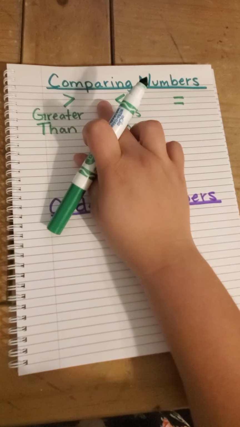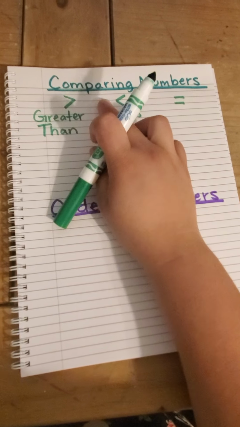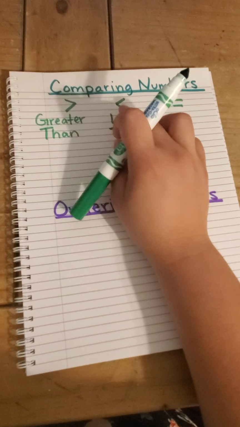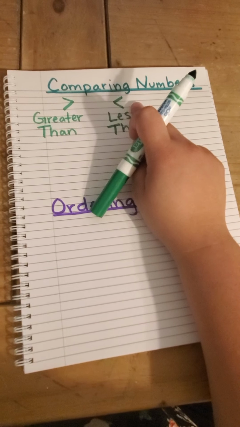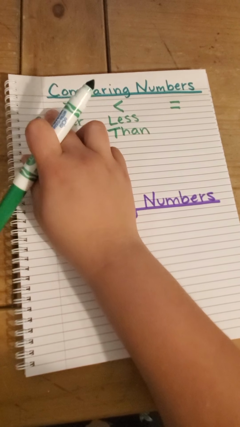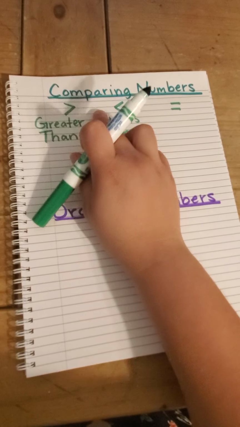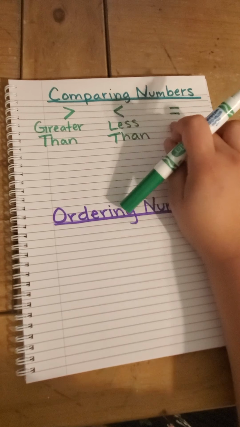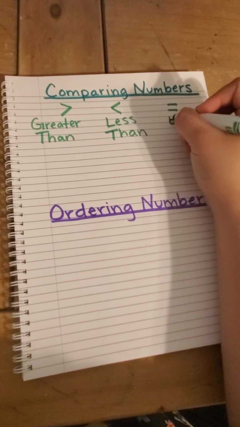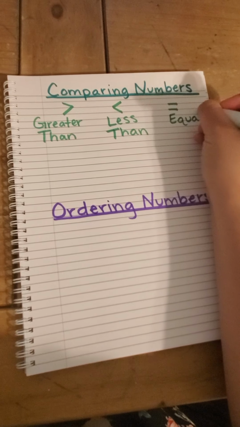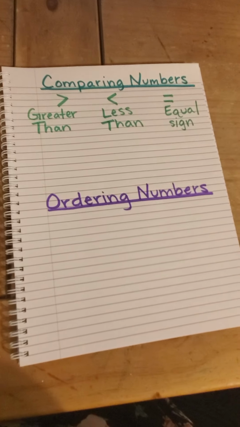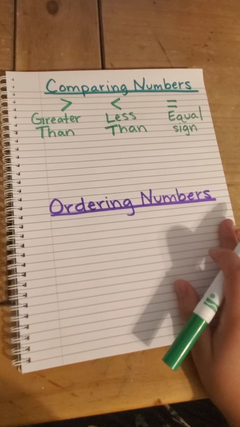So if I had a number in front of this, it would say this number is less than this one. For example, 4 is less than 5. Here, this one would be saying greater than. So it'd be saying 5 is greater than 3. This one here we see all the time. This is the equal sign. Good. So these are the signs we're going to be using to compare and order numbers.